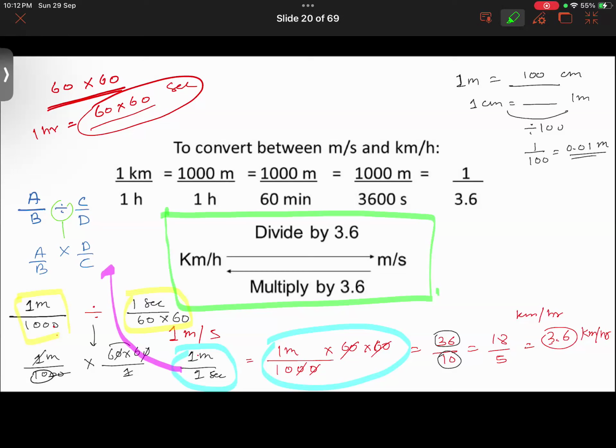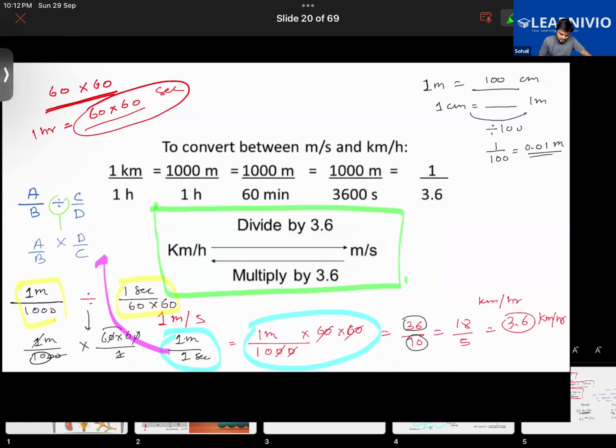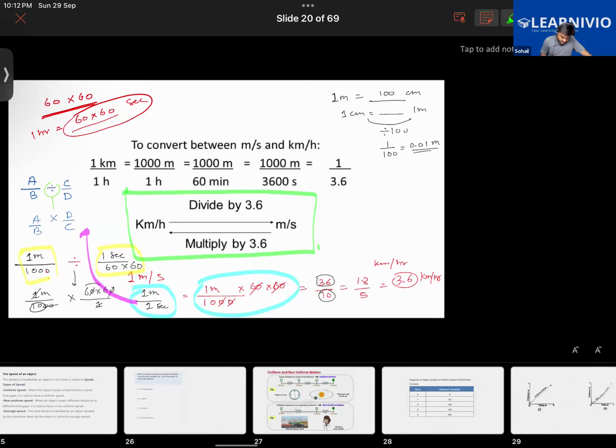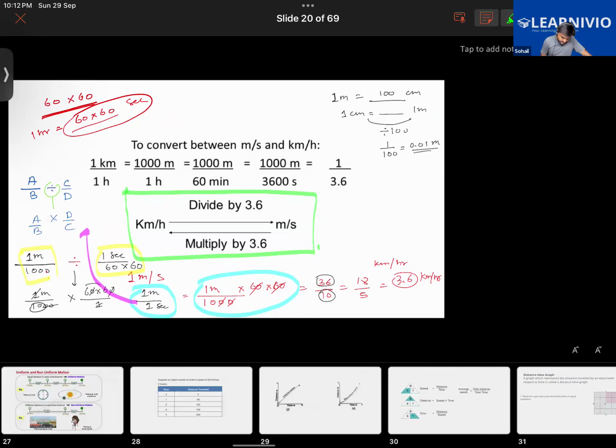So just memorize this golden rule, this is the most important thing. To convert from kilometer per hour to meter per second, simply divide by 3.6. And vice versa, multiply by 3.6. After this, we are going to do some questions. Good. Abu Bakr, you also done?